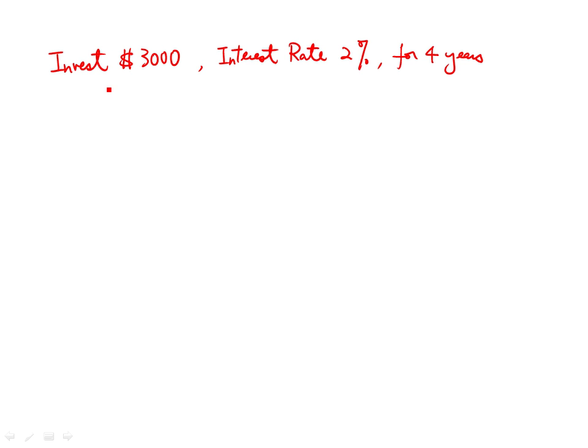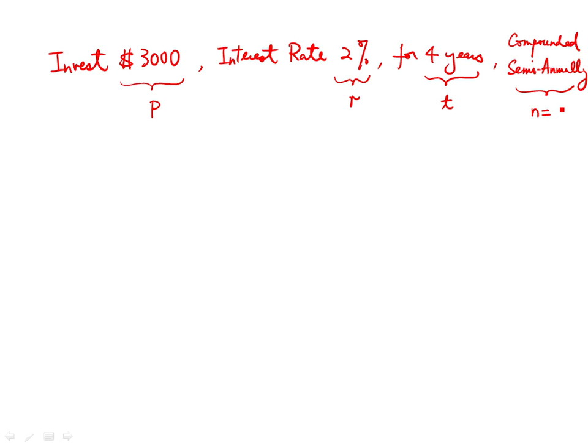Well, so we can tell the 3,000 would be P, and the R would be 2%. And 4 years, which variable is that? The T. Hey, we are missing one. What do we miss? Compound, how often they give you the interest. So we're missing that information. So let's say they compound semi-annually. They have to tell you that. So that means N is equal to 2.